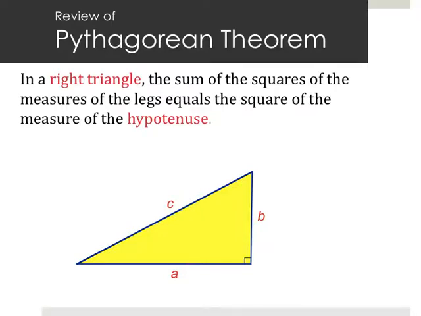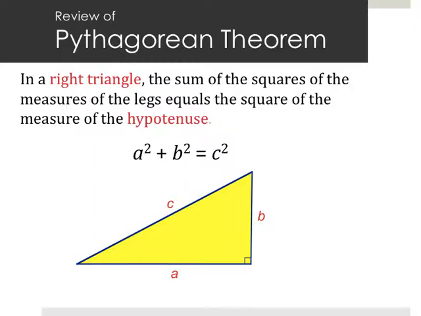So this is the actual Pythagorean theorem. Okay? In a right triangle, the sum of squares of the measure of the legs is equal to the square of the hypotenuse. However, you probably know what is that, correct? a squared plus b squared equals c squared. Let's get some terminology out of the way.